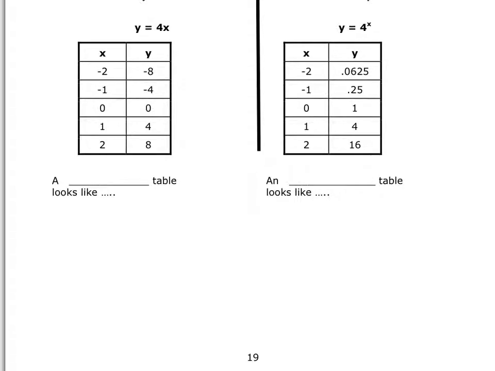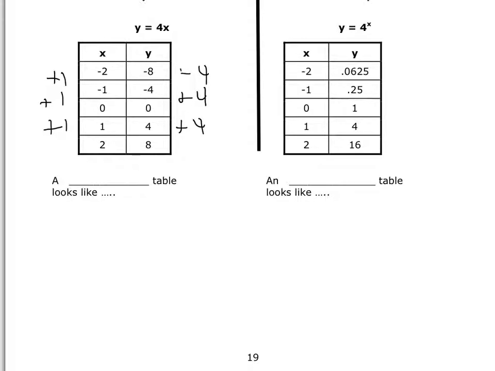All right, the next thing we're going to look at is tables and deciding if they're linear or exponential. I want you to look at the table on the left side. What do you notice about the x values? You'll notice that each time it goes up by 1. But over in the y column, it goes up by 4 every time. So that's that table.